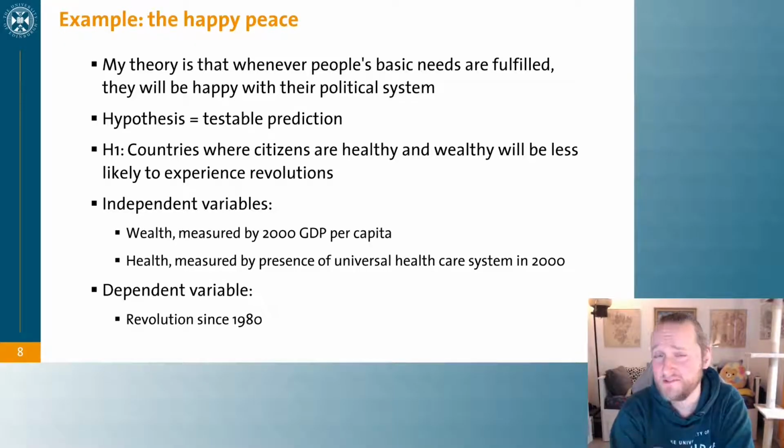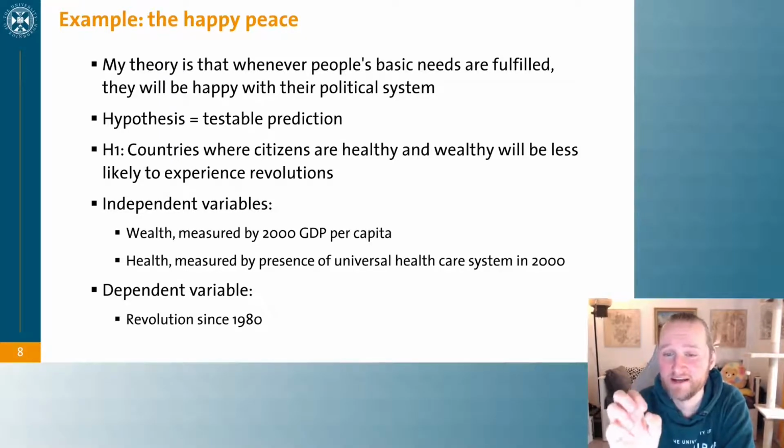So if that's my theory, my broader story about how the world works, what's the testable prediction here? I think first we have to think a little more closely about what people's basic needs are. I've restated this in hypothesis 1 as citizens have to be healthy and wealthy. I think you need wealth and health to fulfill your basic needs. If you have both of those things, you're probably going to be fine. I don't think you really need much more. And being happy with your political system is also a little bit mushy, so let's make that more concrete.